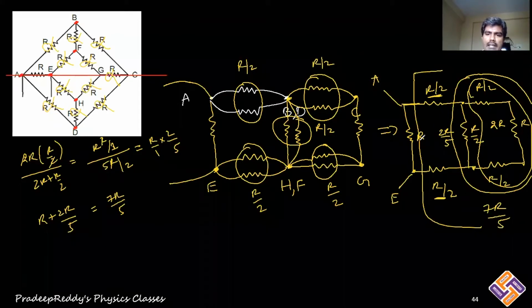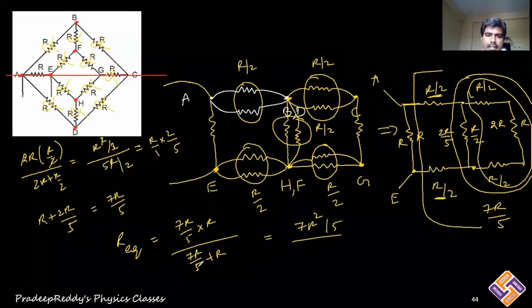That is in parallel with this R. So therefore, R equivalent is equal to 7R by 5 into R divided by 7R by 5 plus R. This is equal to 7R square by 5 divided by 7 plus 5, 13R divided by 5. Am I right? So 13R by 5. This and this get cancelled. R and R get cancelled. It is 7 by 13 R. That is the effective resistance of the circuit.